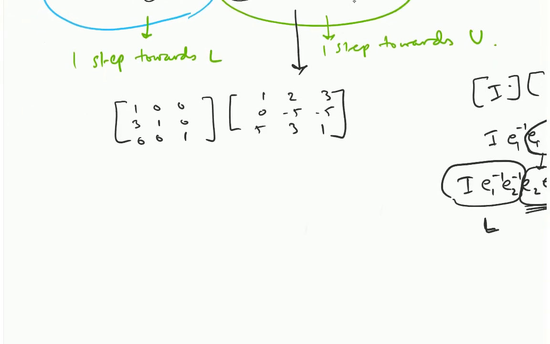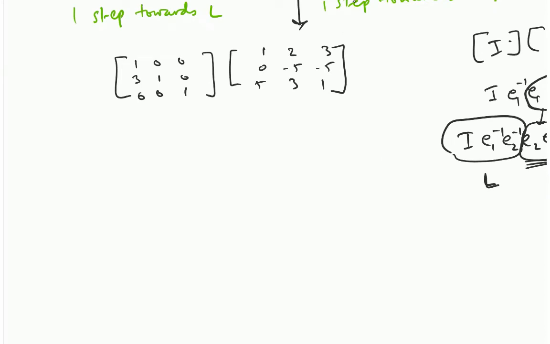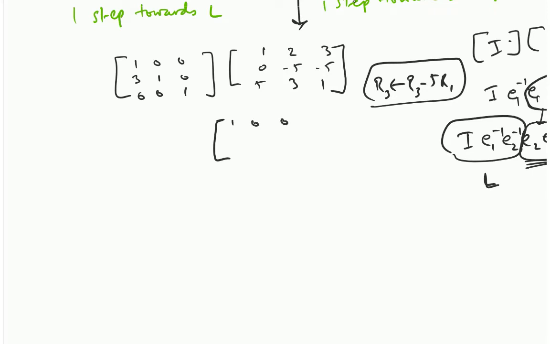So let's quickly see that in this example. So this is what we have. So what is the next operation I want to perform? Well, the next operation is R3 goes to R3 minus 5R1, right. That will make this element 0. Eventually my goal is to make it upper triangular, right, using Gaussian elimination. So what am I going to pre-multiply by? So it's just the identity matrix with the modification that the third row goes to R3 minus 5R1.